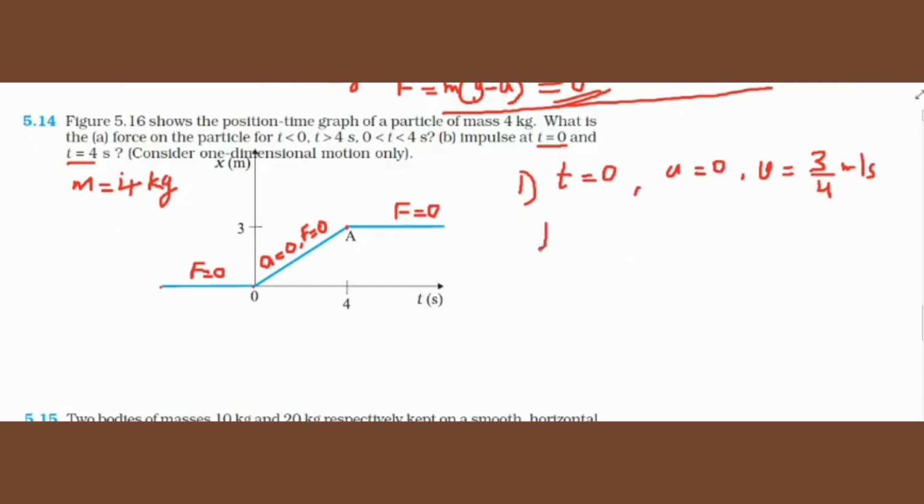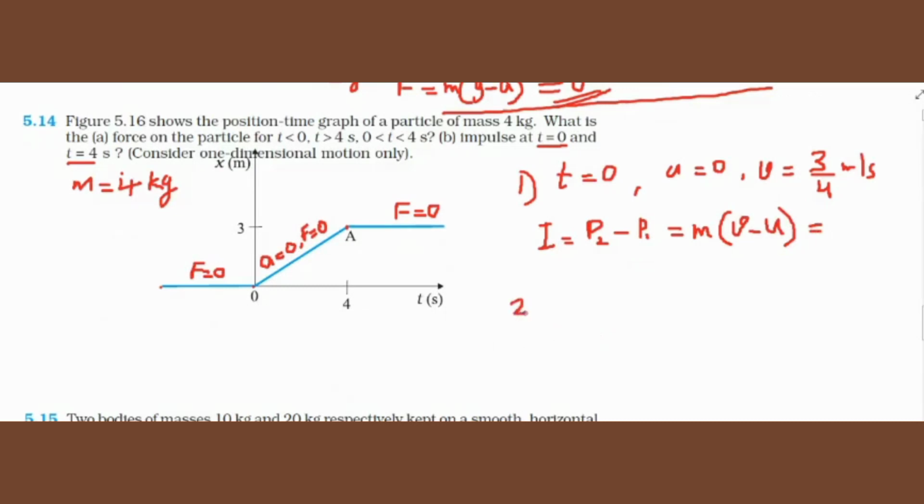Now the impulse formula, you remember, I is equal to p2 minus p1, is equal to m into final velocity minus initial velocity. You have m, v, u, all quantities. Substitute in the formula and find the value of impulse.